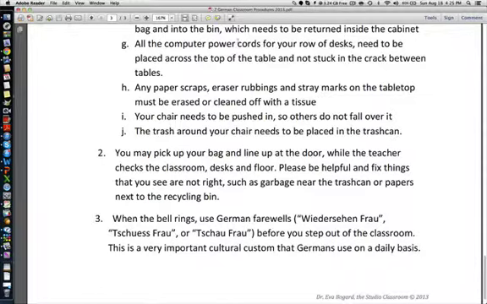Number 3. When the bell rings, use German farewells: Wiedersehen, Frau, Tschüss, Frau, or Ciao, Frau, before you step out of the classroom. This is a very important cultural custom that Germans use on a daily basis.